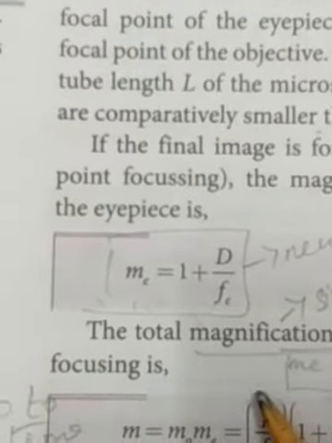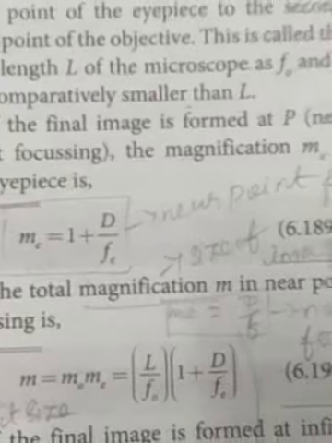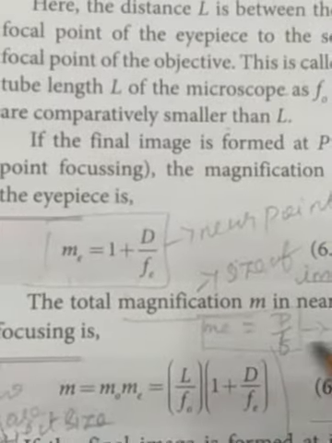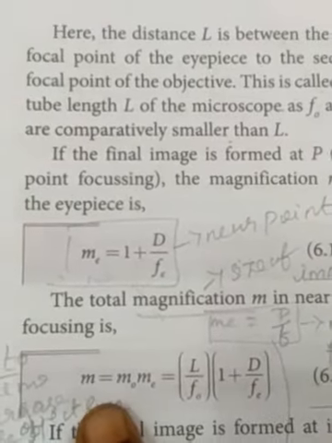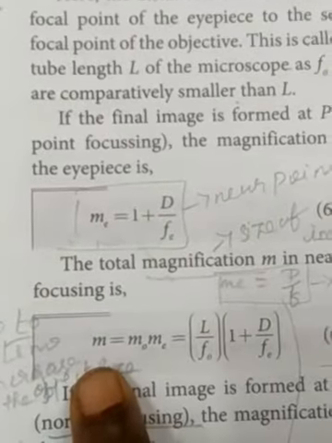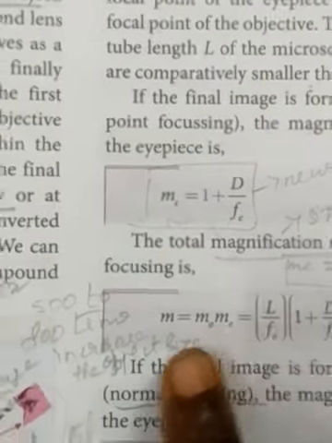This magnification is always bigger, around 500 to 800, which is the magnification of that object, so we are able to see it. So that ME is for near point focusing: ME equals 1 plus D by FE. Next, we apply M equals M naught times ME, to find the total magnification M. We have already found the M naught value.